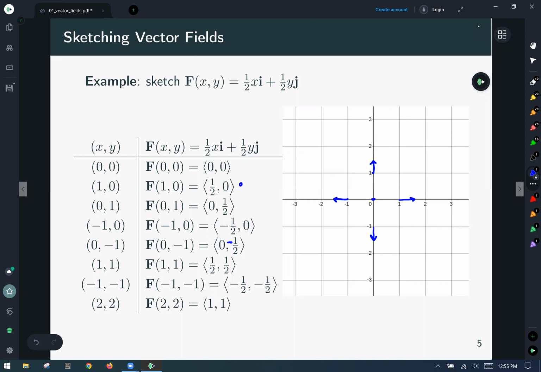A little typo there as well. Okay, now what about 1, 1? Well, over here at 1, 1, we have 1/2 in the x direction, 1/2 in the y direction. So it looks like we're going to have that. But that vector is actually a little bit longer than these other vectors. So let's use this color for fun.